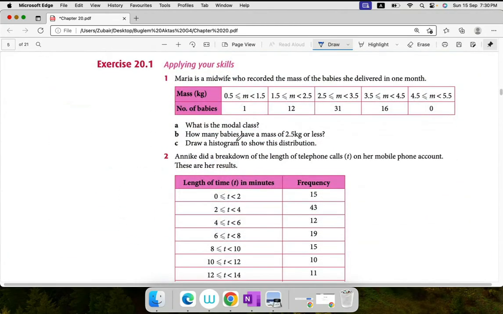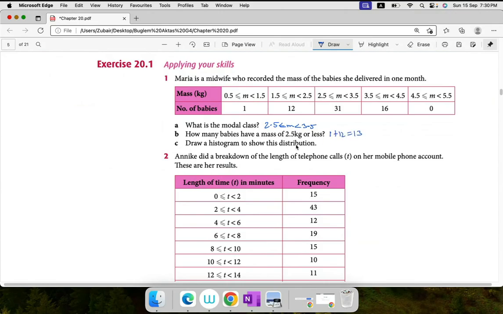Exercise. Maria is a midwife who recorded the mass of the babies she delivered in 1 month. What is the modal class? Which one is it? 2.5 to 3.5. 2.5 less than or equal to m, less than 3.5. How many babies have a mass of 2.5 kg or less? 13. Very good.